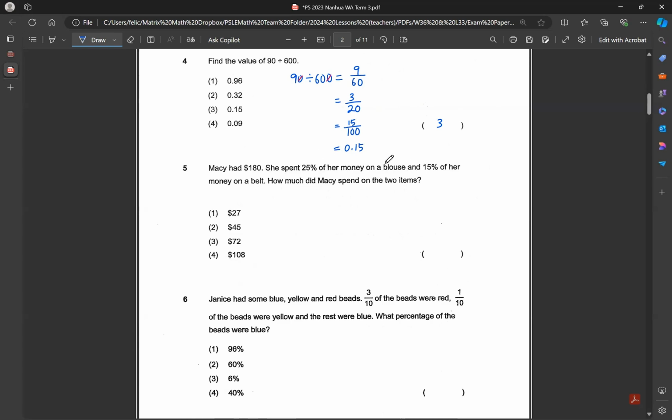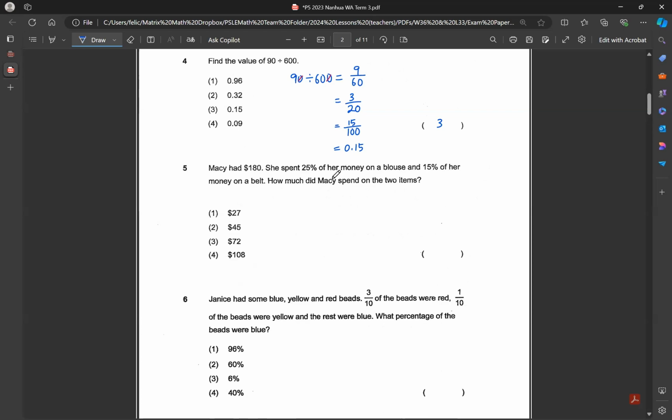money. This 25% is the blouse part of her money. This 15% is the belt part of her original money also. Okay, so if you want to tell me you add these two percentages, no problem. There are certain questions whereby you cannot add the two percentages together because this second percentage's denominator is not of her original money. It's like of something else, maybe of the remainder, something like that.